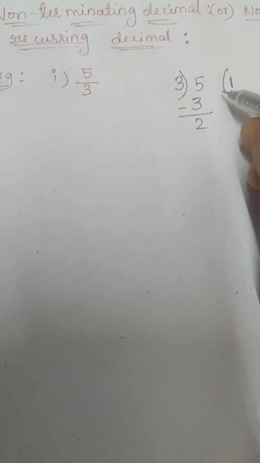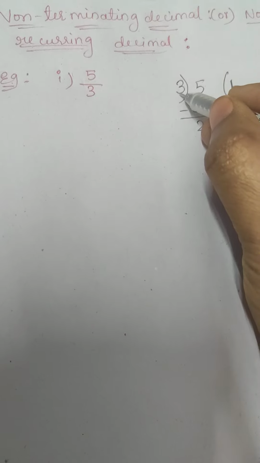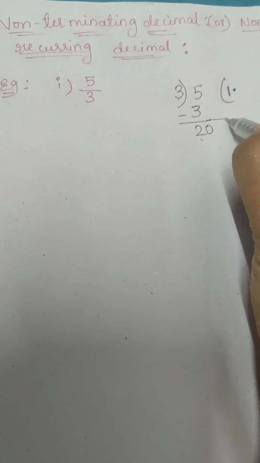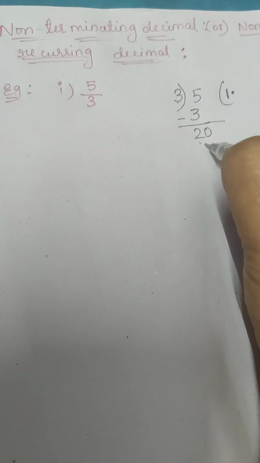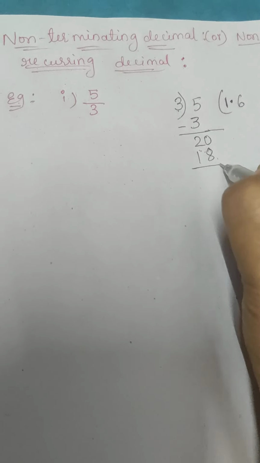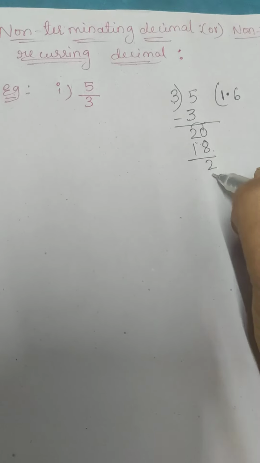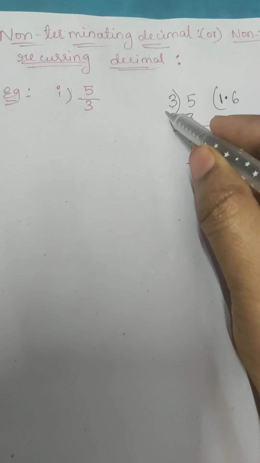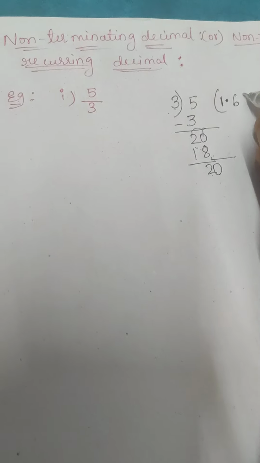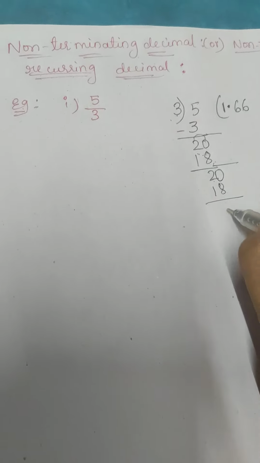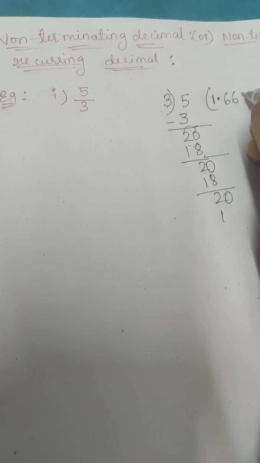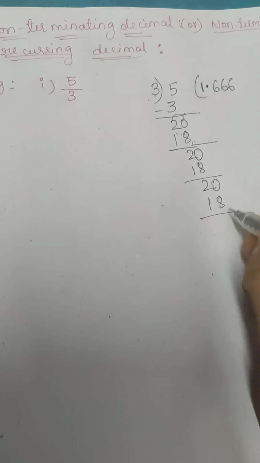Now since the dividend is smaller than the divisor, put a decimal point in the quotient and add 0 here. 3 how many times goes into 20? 3 6s are 18, 3 7s are 21, so it is not possible with 7, then 3 6s are 18. 20 minus 18 becomes 2. Again 2 is smaller than 3, so as we have already a decimal point here, add one more 0. Again it becomes 3 6s are 18. Again remainder 2. Again 3 6s are 18. This is a never ending process.